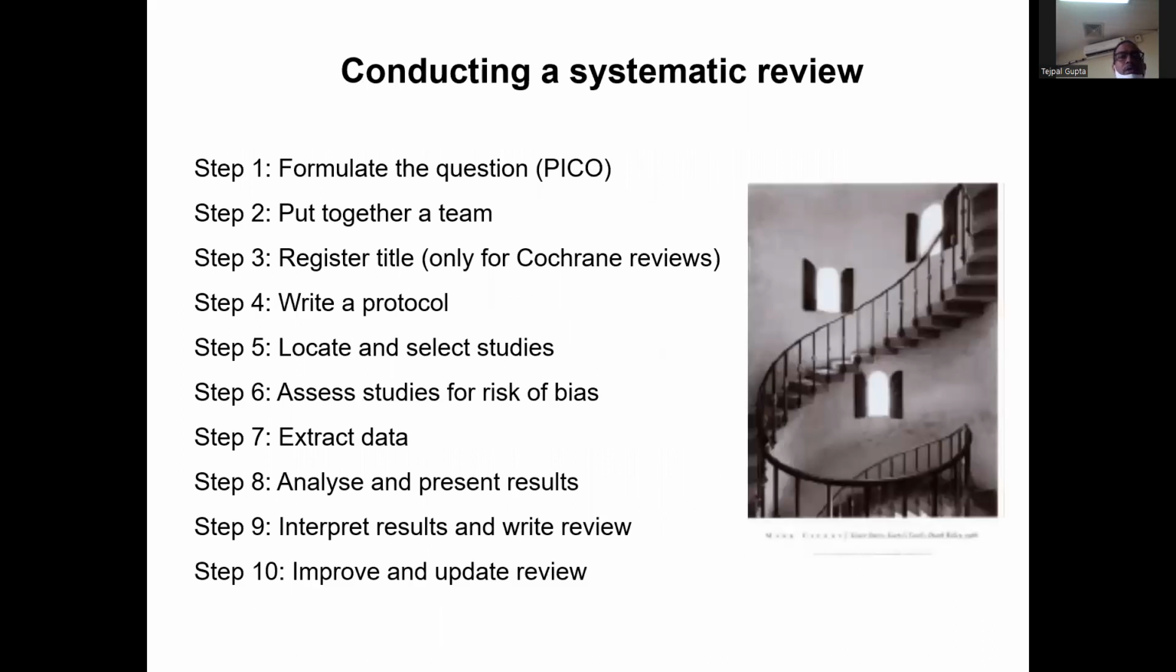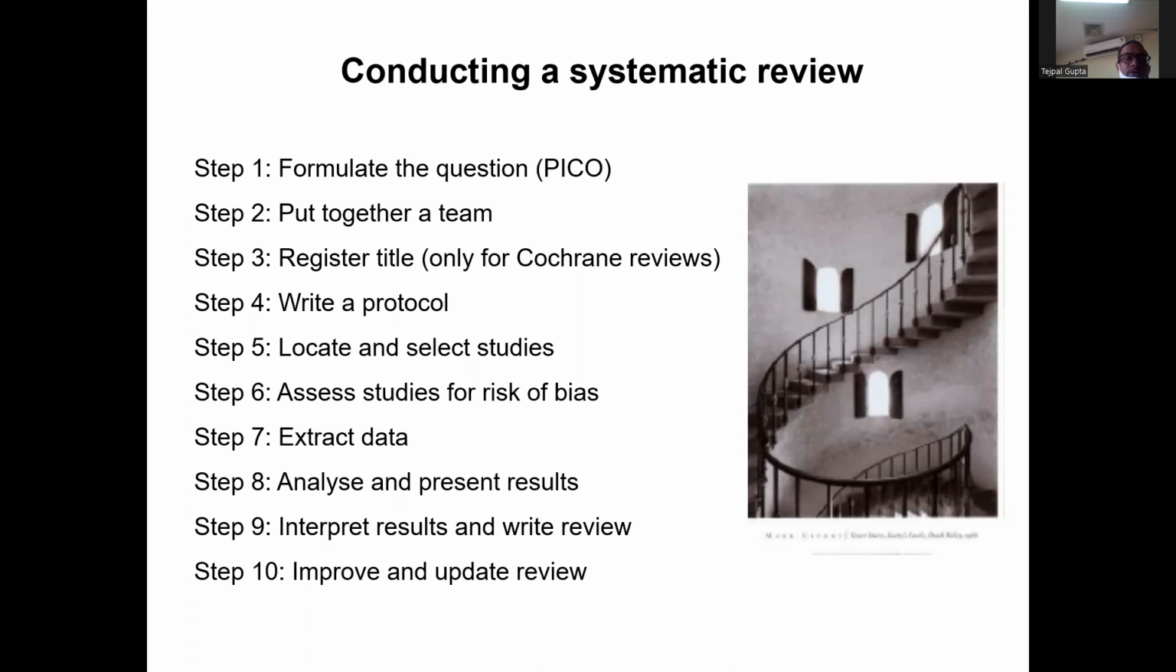So how do you go about conducting a systematic review? Formulate a research question. For the Cochrane, you need to register the title. For other reviews, registration of the title is not mandatory. You write a protocol, locate and select the studies, assess the studies for the risk of bias, extract relevant data from the study, analyze and present the results, interpret the results and write the systematic review.